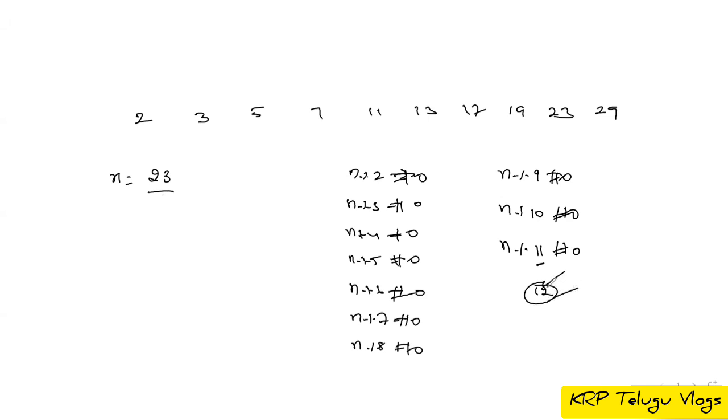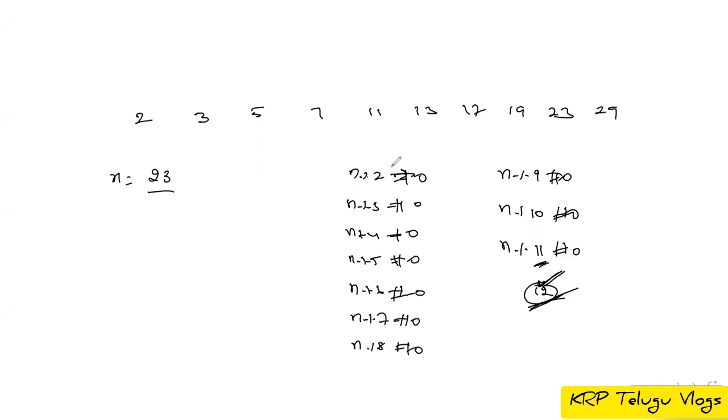Is that clear? Yes, sir. 12 into 2 is nothing but 24, so there is no need to check with 12. If it is not divisible till 11, and the value reaches 12, we can say that the number is a prime number. Is it clear? Yes, sir.